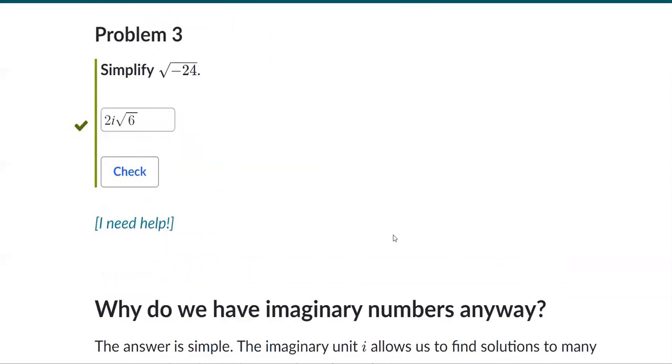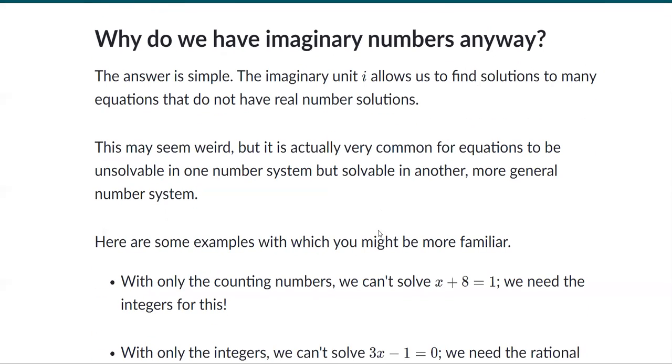Check. Why do we have imaginary numbers anyway? The answer is simple. The imaginary unit i allows us to find solutions to many equations that do not have real number solutions. This may seem weird, but it is actually very common for equations to be unsolvable in one number system, but solvable in another, more general number system.